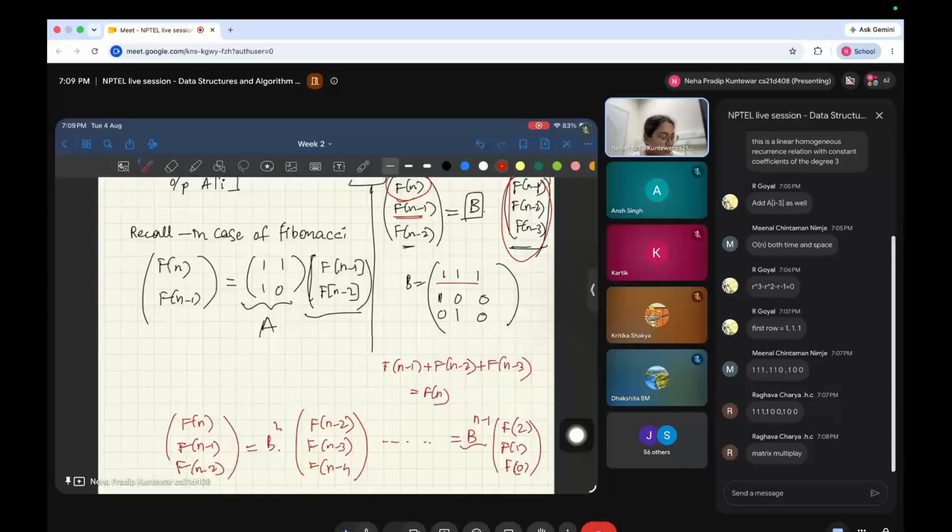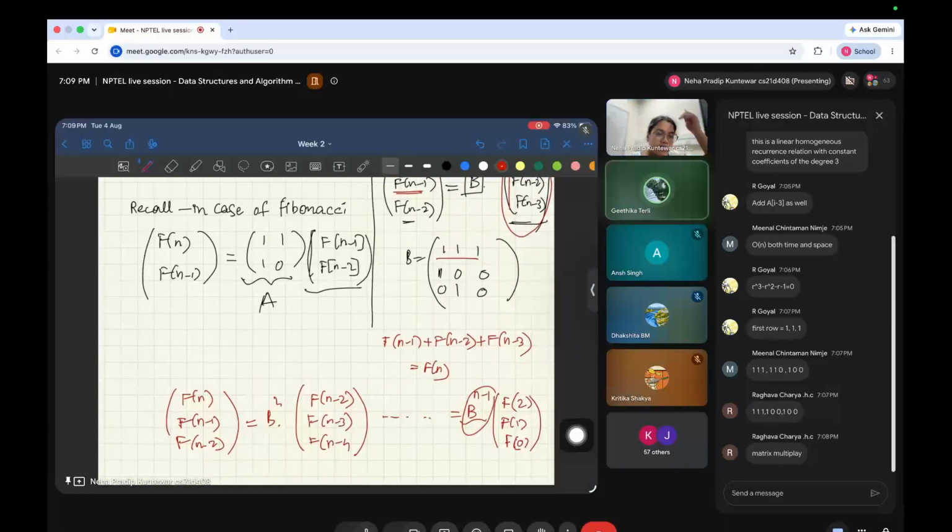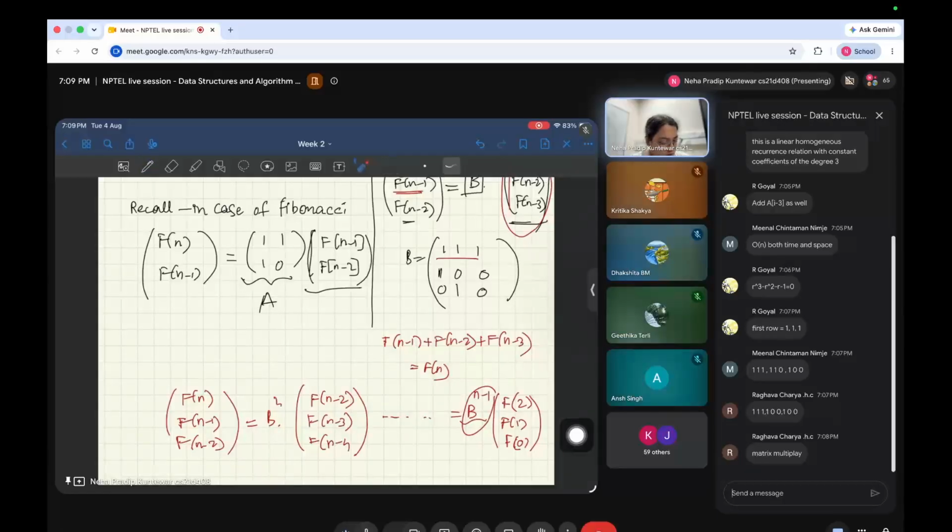Okay, so your job is to find this, and one idea that Raghav is suggesting is that we will do matrix multiplications. So you compute b square, then you compute b cube, and so on. But those are n multiplications, right? Like order n multiplications. So do we know any tricks to make it faster?